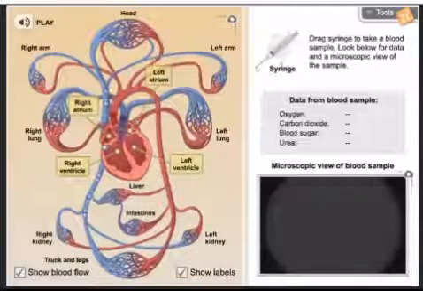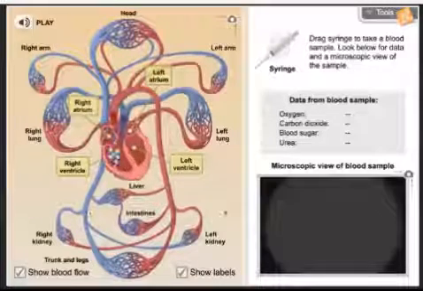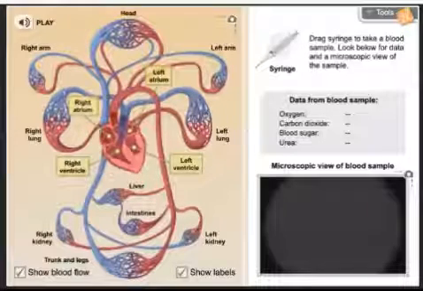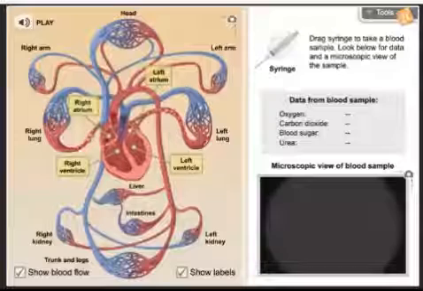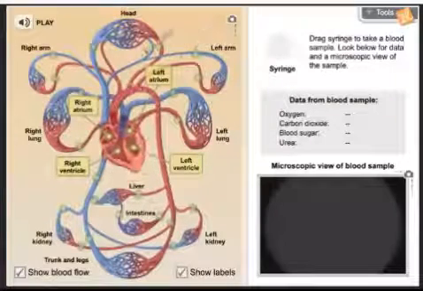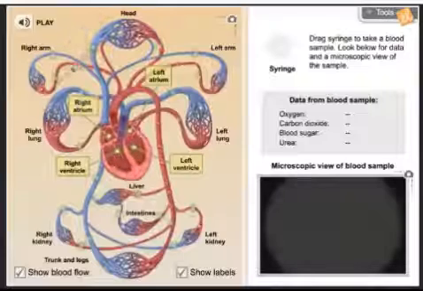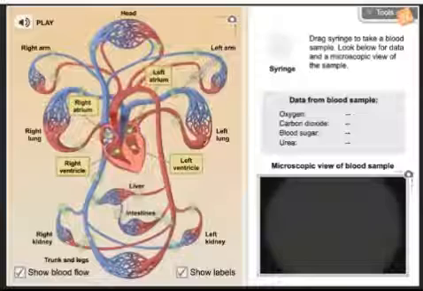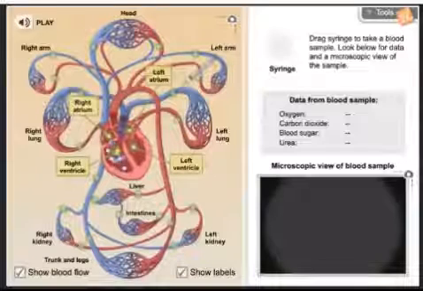So what I want you to do is explore this, have a look at it. It's a really good interactive activity, but I also want you to use this syringe here to take a blood sample. Now, when you click on it, you can drag it over and you see these green spots. You can take a sample of blood from any of these spots. So I'm going to take it from here.